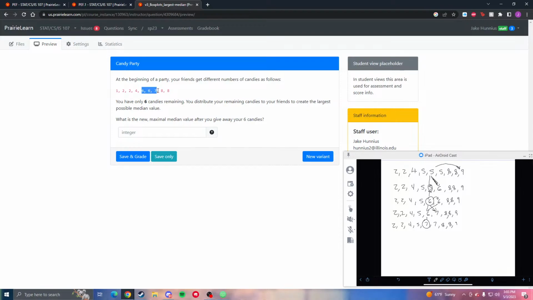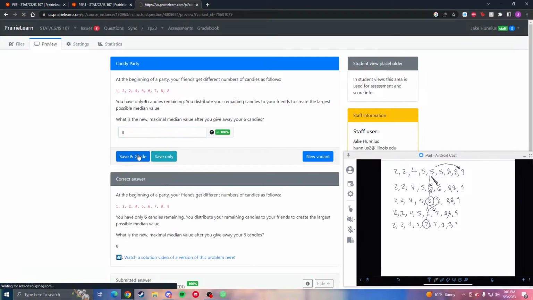Then we have 3 7s. We can increase them all to 8. And then no matter what we do to the median, all of these numbers are going to be 8. So if we increase the median by 1 to 9, the median is still going to be 8 because the 9 moves down to the end. So we know our median is going to be 8.